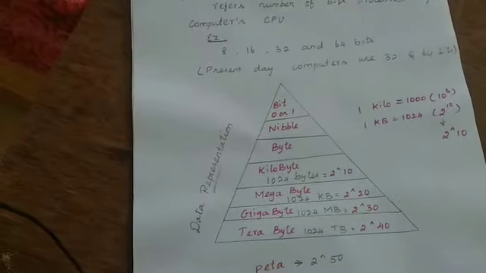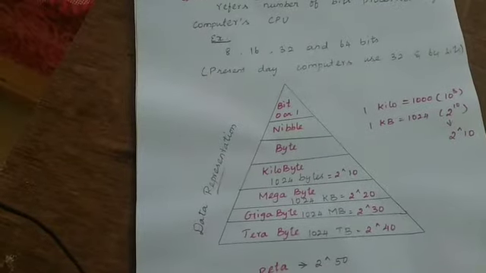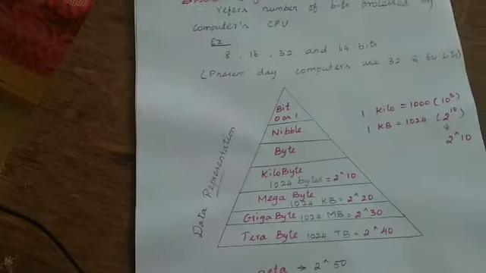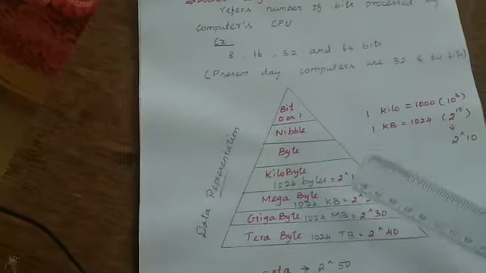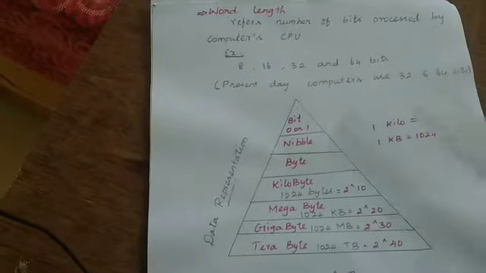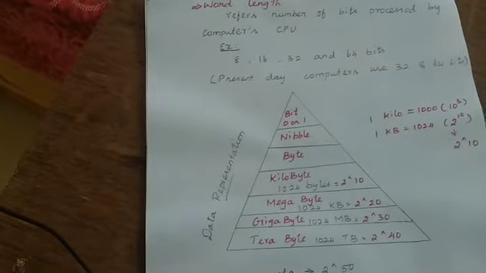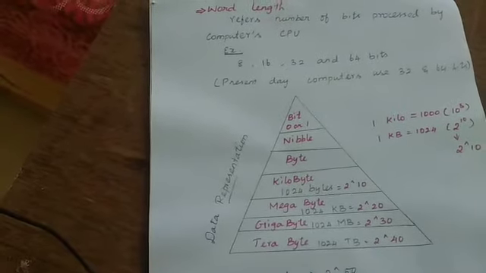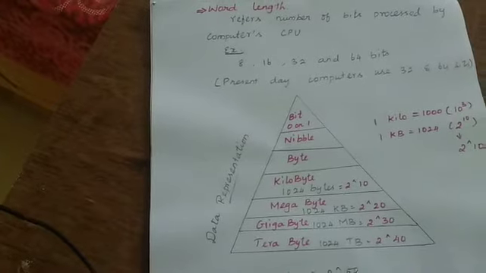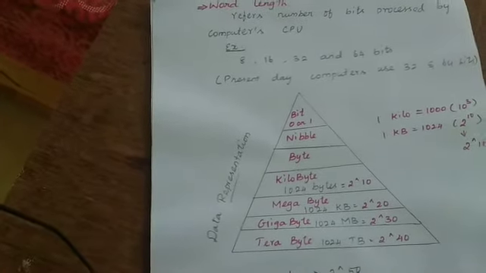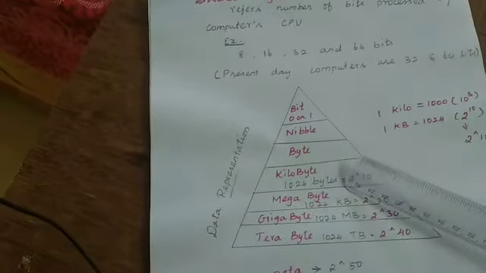In a primary memory or secondary memory, whatever we can store in a computer can be measured in kilobytes, megabytes and so on. So after the byte, we have kilobyte. A kilobyte consists of 1024 bytes.